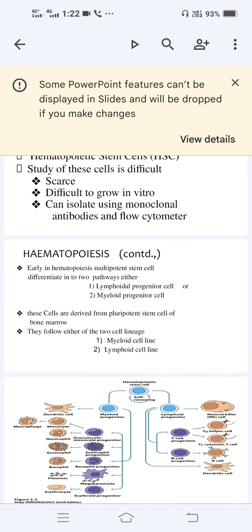Early in hematopoiesis, multipotent stem cells differentiate into two pathways, either lymphoid progenitor or myeloid progenitor. Stem cells are derived from pluripotent stem cells of the bone marrow. They follow either of the two cell lineages, myeloid cell lineage or lymphoid cell lineage.